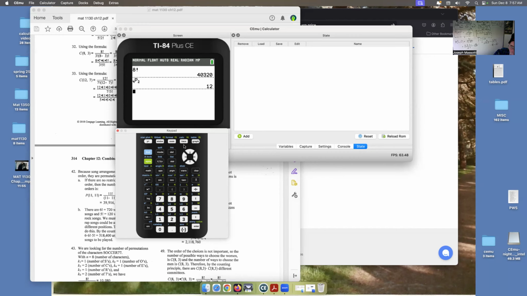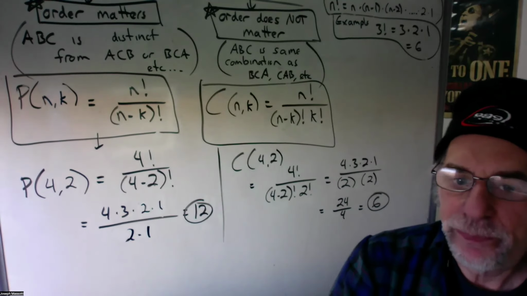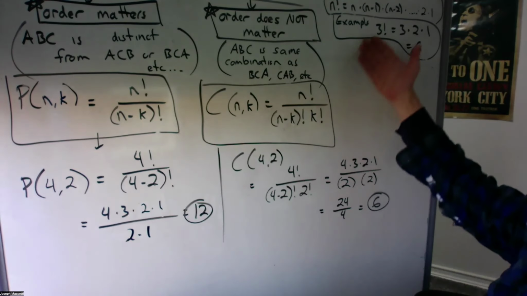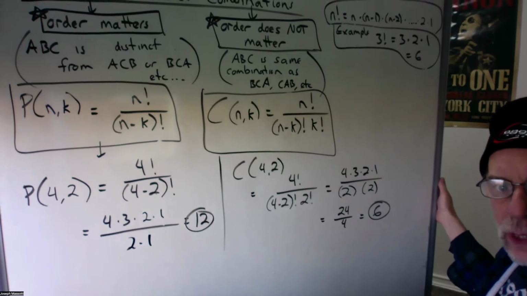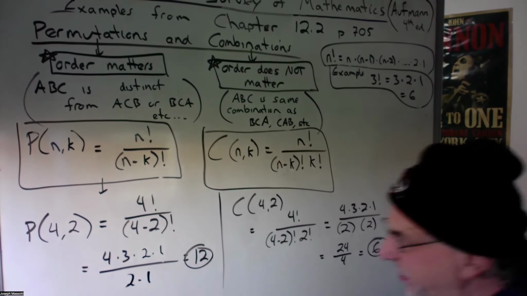12. For combinations, same format. You put the N number in first, then you go to the math menu, over to probability, down to NCR, hit enter, put in 2, hit enter, and we get our answer of 6. All right, so that's a much nicer way to deal with these other than having to use the formulas, but this is why you need a good calculator in a class like this so that you can use it. All right, so permutations, combinations, factorials, everything you need to know for this section.